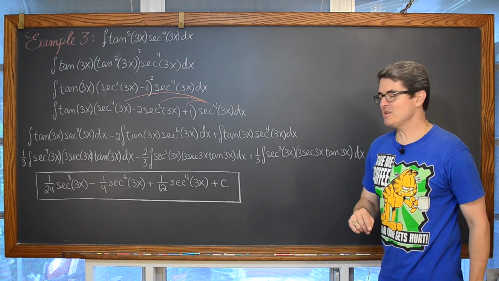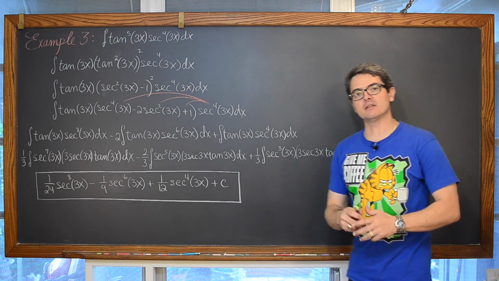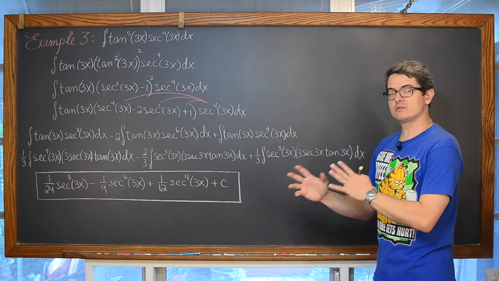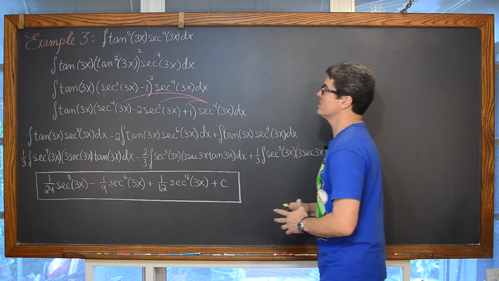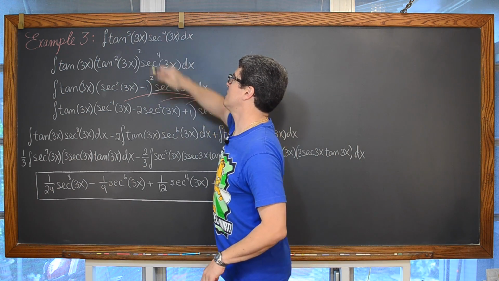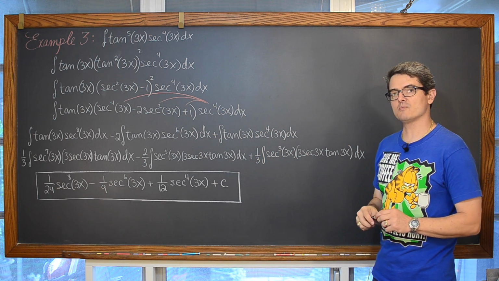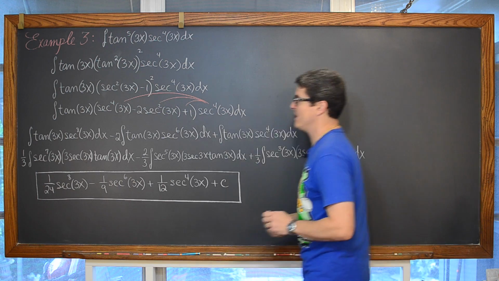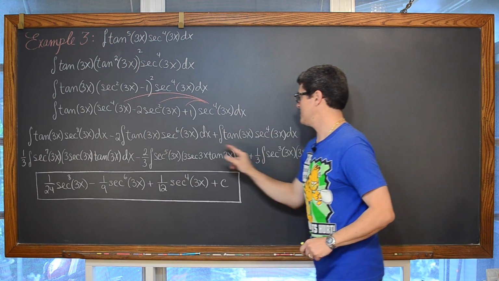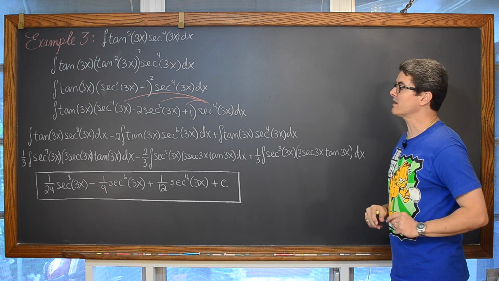Bam! And there is our final answer, all in powers of secant. Now what we're going to do is use the other guideline, not the guideline where the power on tangent is odd, but where the power of secant is even, and rework this problem in terms of powers of tangent instead of powers of secant like we did in this particular example. And it is going to be less work the second way we do the problem.